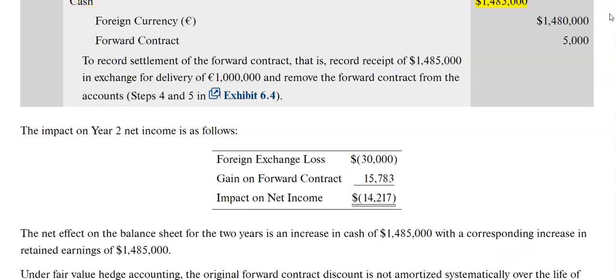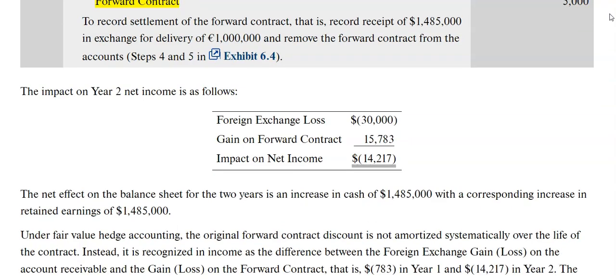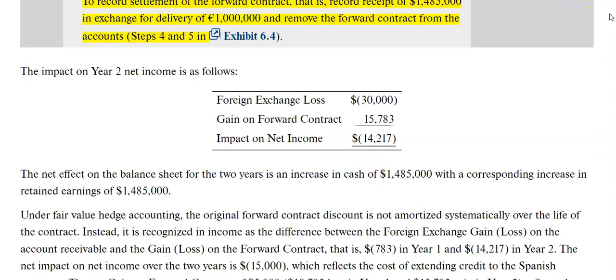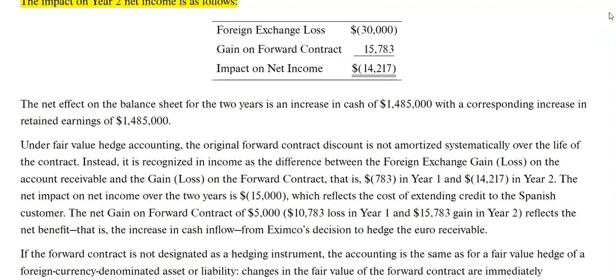Cash, $1,485,000. Foreign currency, Euro, $1,480,000. Forward contract, $5,000. To record settlement of the forward contract, that is, record receipt of $1,485,000 in exchange for delivery of 1 million euros and remove the forward contract from the accounts, steps 4 and 5 in Exhibit 6.4. The impact on Year 2 net income is as follows.